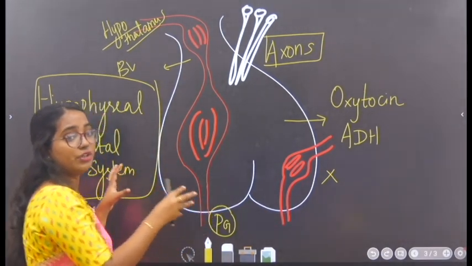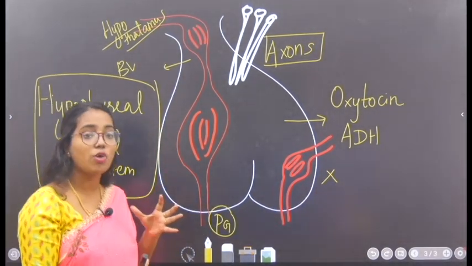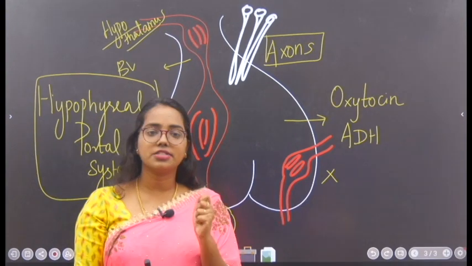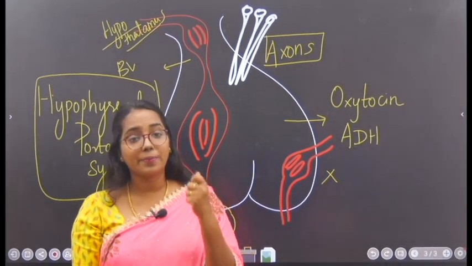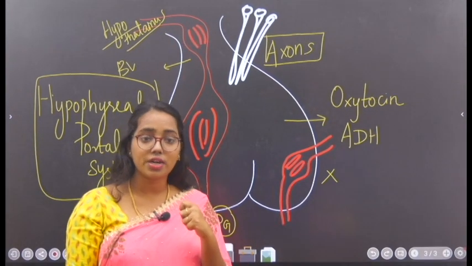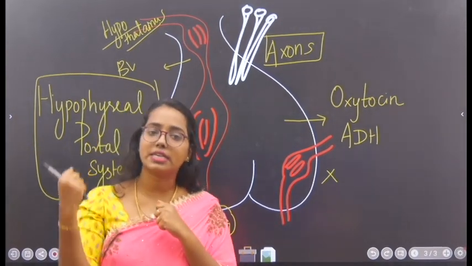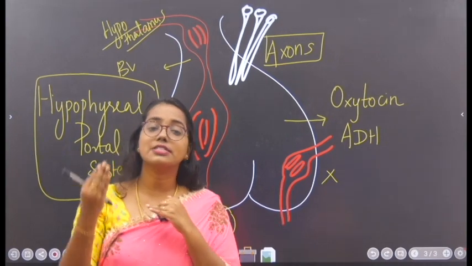So this is the brief introduction about the pituitary gland. In the next video I will be discussing the hormones released by the anterior lobe of the pituitary, and what happens if a hormone is secreted in less quantity, and what happens if it is secreted in abnormal, which means excess, quantity.